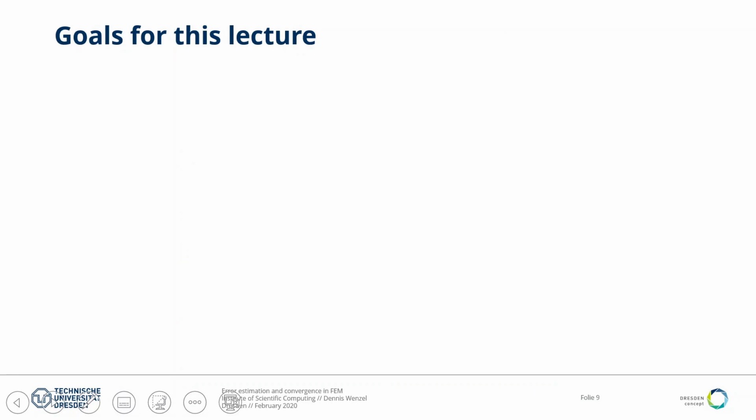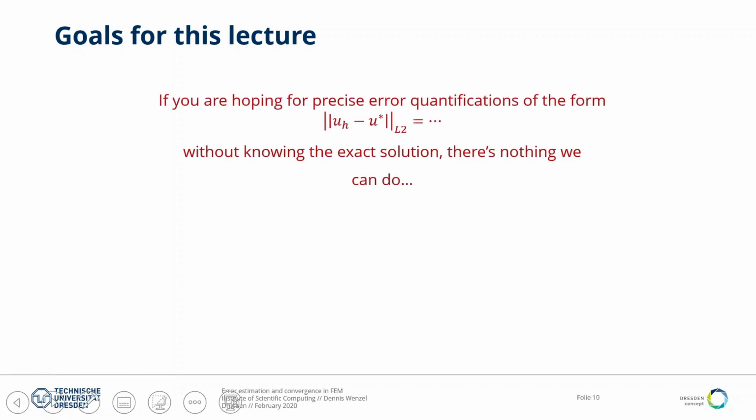And right at the beginning, I can tell you this is not a simple answer. So we have a problem. If you're hoping for any exact error quantifications, in the sense that if I do some finite element approximation, then my error is going to be 0.5 or 0.05 or something, that's not going to happen. As long as you don't know the exact solution, there is nothing you can do in terms of exactly quantifying your error.